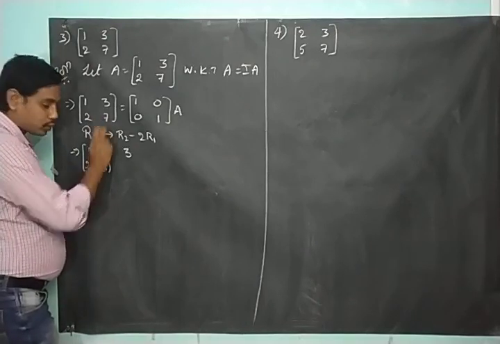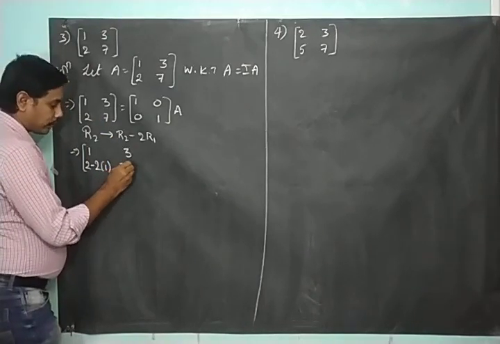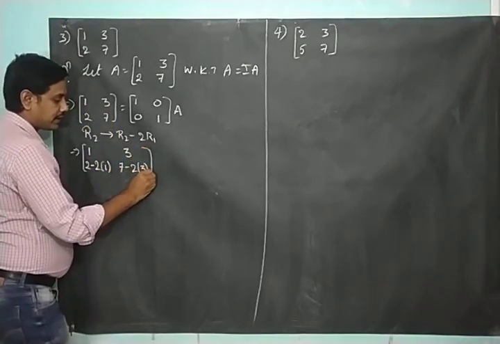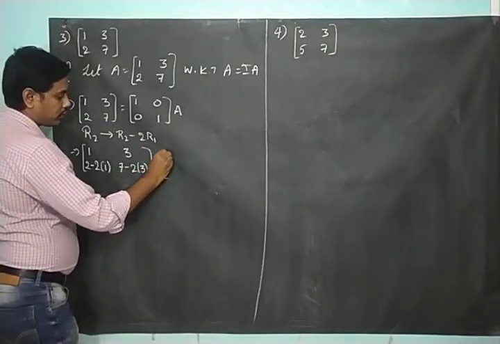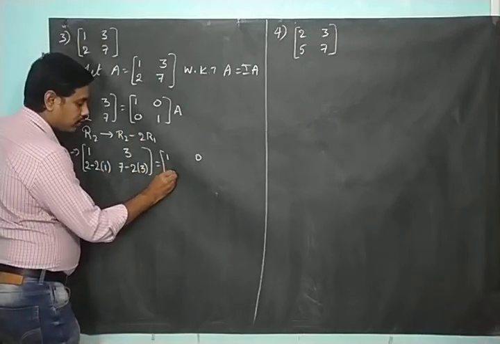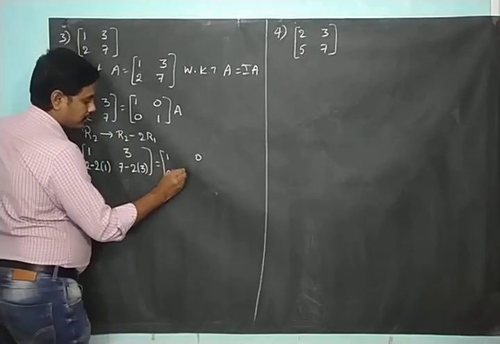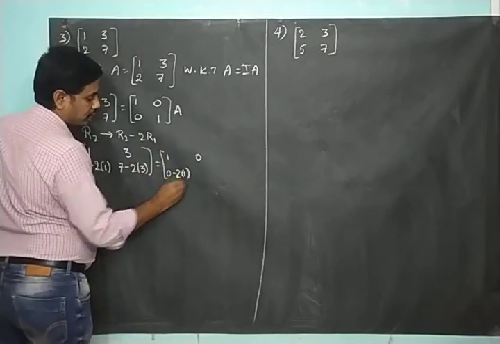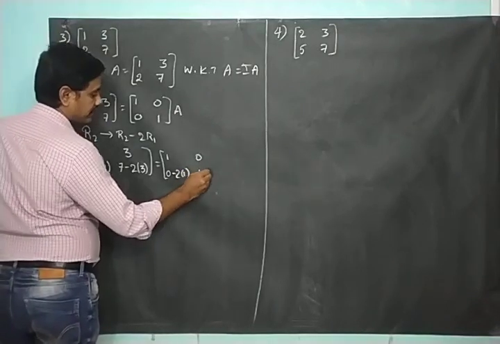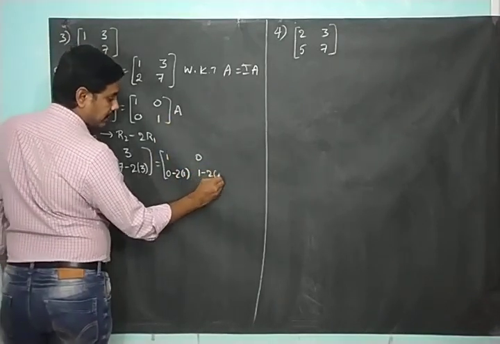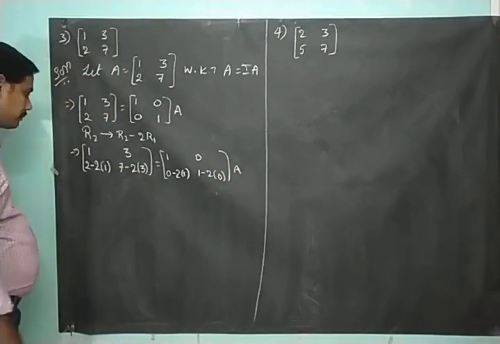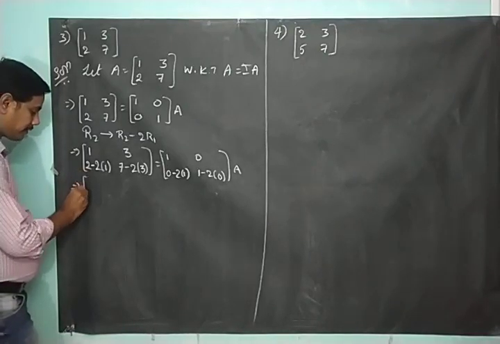And here what is the value of R2? 7 minus 2 times of what is R1? 3. This is equal to 1, 0. R2 value here is 0 minus 2 times of R1 is what? 1. And here it is R2 value is 1 minus 2 times of R1 is 0, into A. Right? So if I simplify, what I will get?